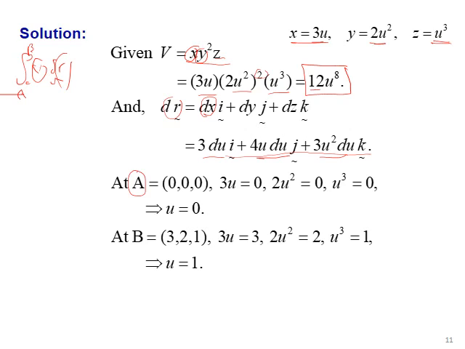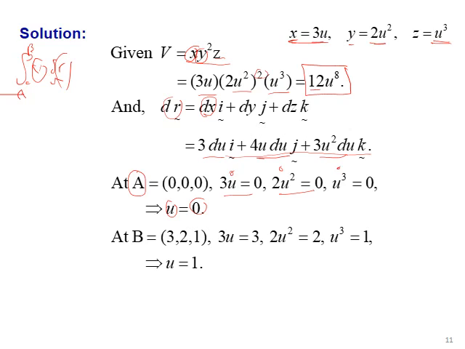A is 0x, 0y, 0z. So I will substitute here 0. You see here, x: 0 equals 3u, 0 equals 2u squared, 0. These three equations are correct when u equals 0. If you substitute here by 0, 0 equals 0, 0 equals 0, 0 equals 0.